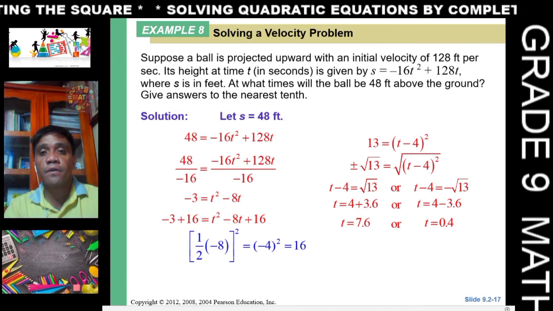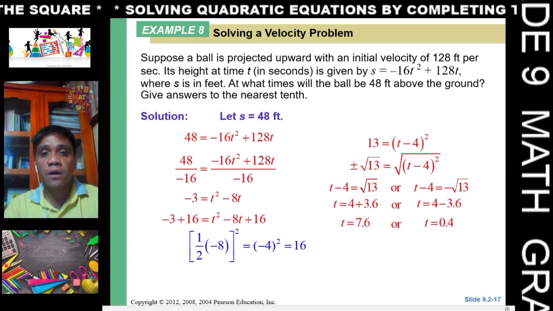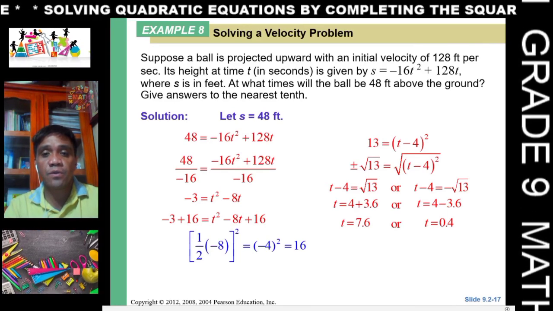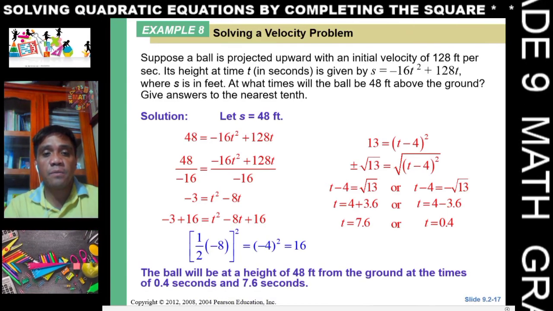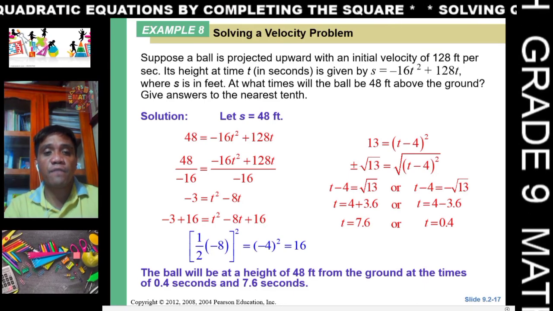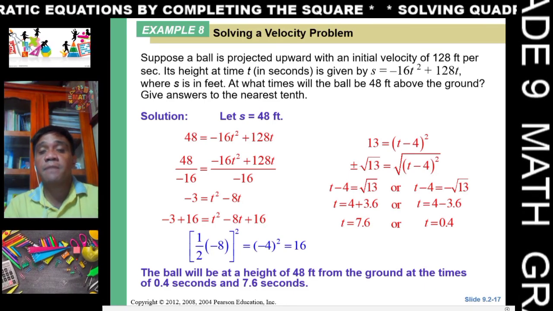Therefore, at what times will the ball be 48 feet above the ground? The ball will be at a height of 48 feet from the ground at the times of 0.4 seconds and 7.6 seconds.